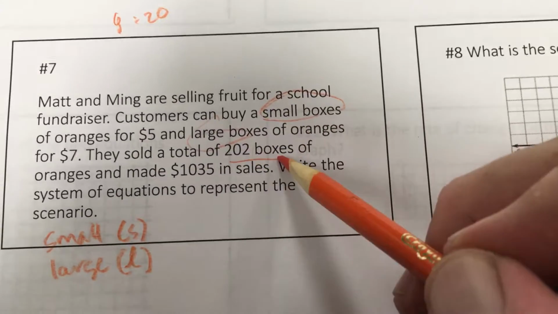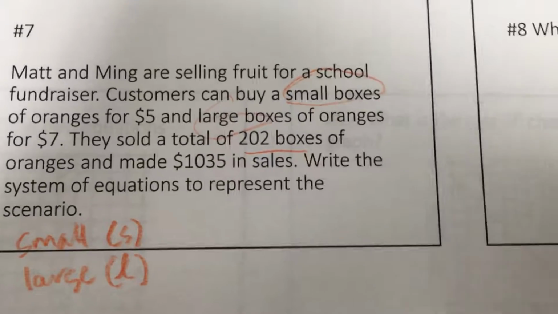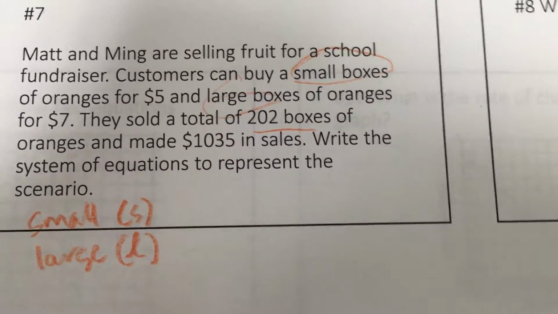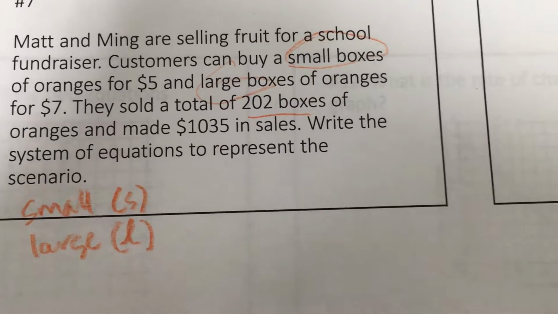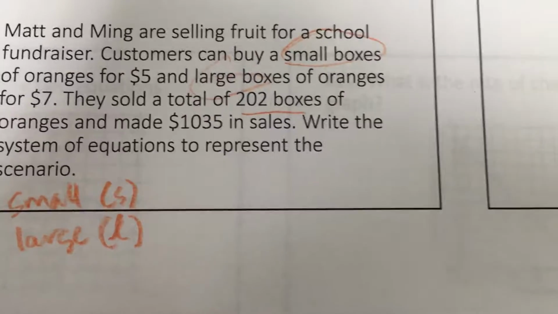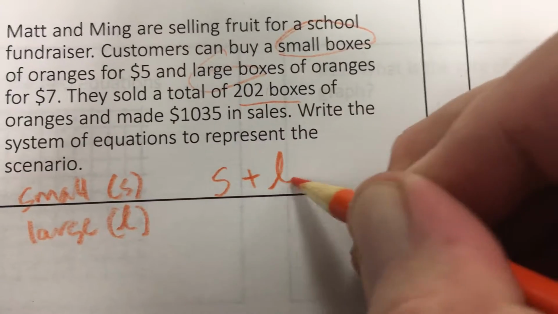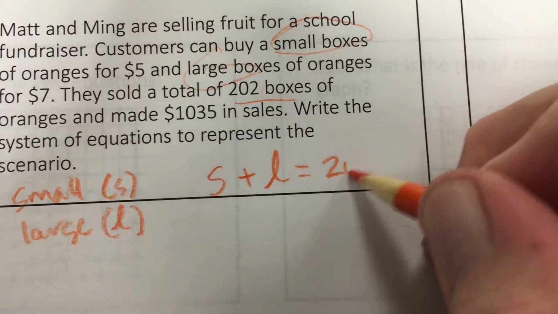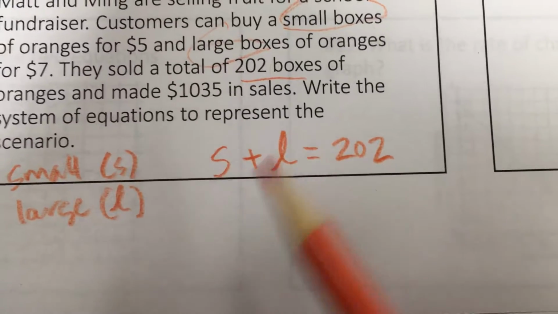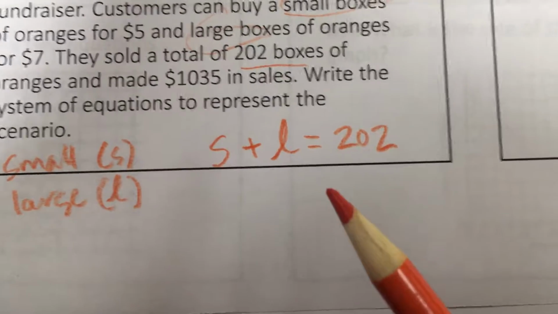They do tell us how many total boxes we've sold. Anytime that a system of equations gives you the total, like the total number of kids in a class, it would just be boys plus girls. Total number of coins we have is just nickels plus dimes. All right, anytime they give you the total, you're just adding the 2 variables up to get that total. So all of my small boxes plus all of my large boxes would equal 202 boxes total. Okay, it doesn't matter how much each one of those costs or anything. That just tells us how many boxes there are.